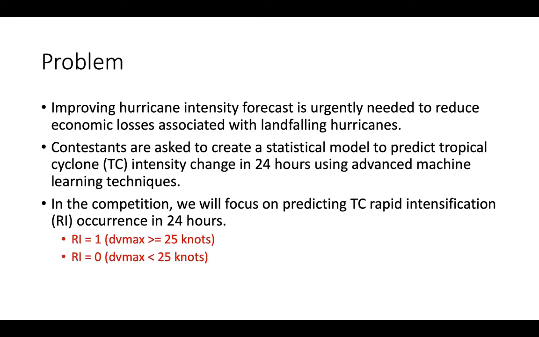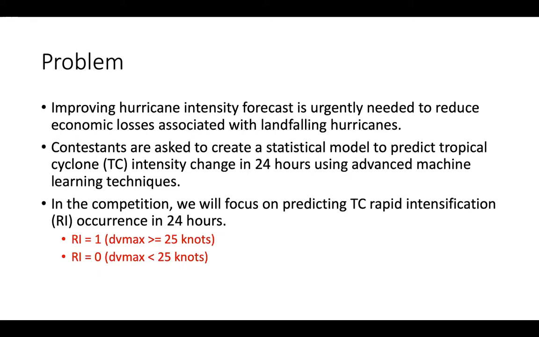In the competition, we define the tropical cyclone intensity. We particularly focus on one special kind of intensity change, which we call rapid intensification. It is defined as a wind speed change in 24 hours greater than 25 knots. We provided the wind speed at every 6-hour interval, so you will predict the intensity change in the next 24 hours. If the wind speed change is greater than 25 knots, that's called rapid intensification.